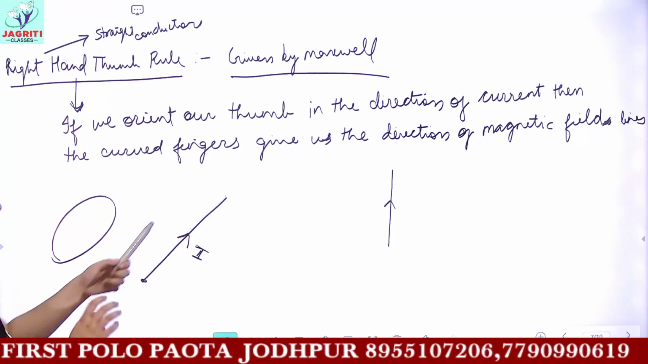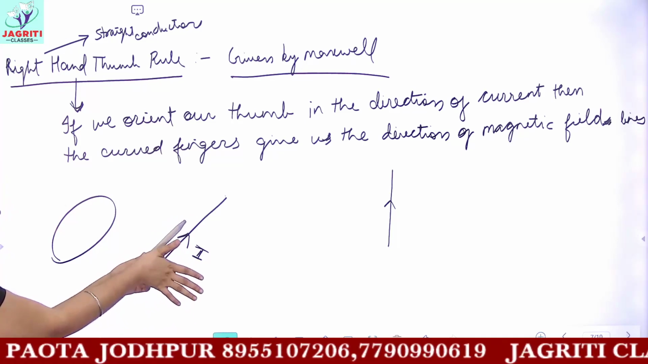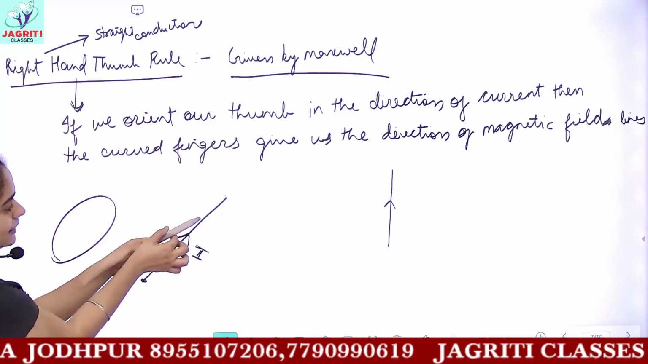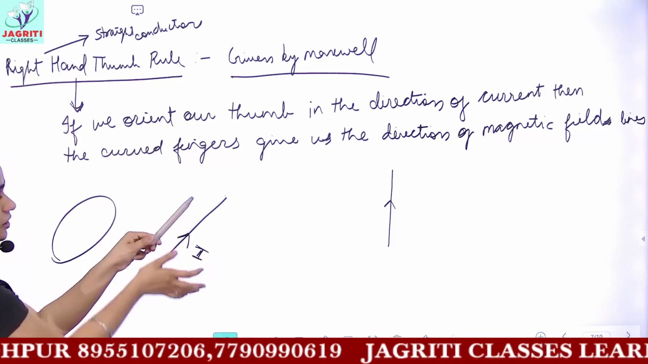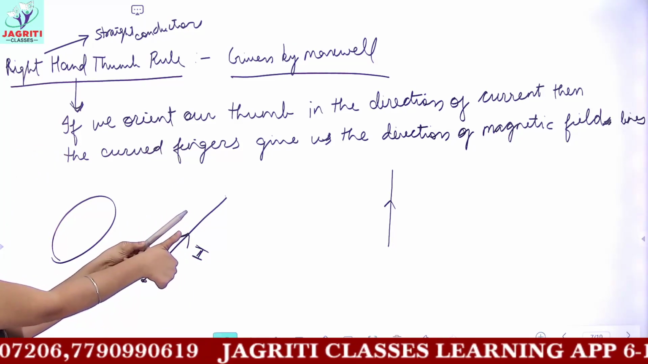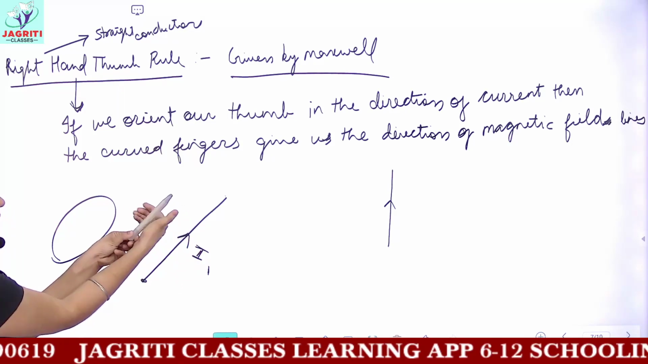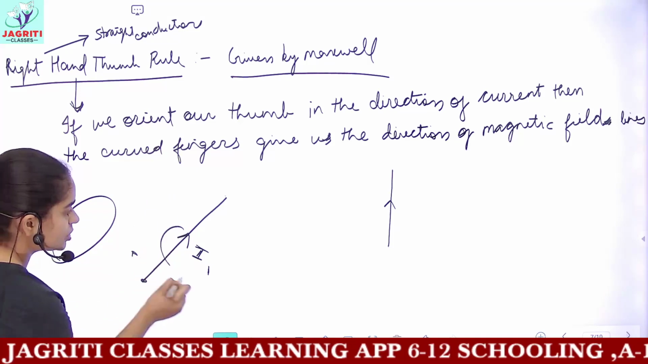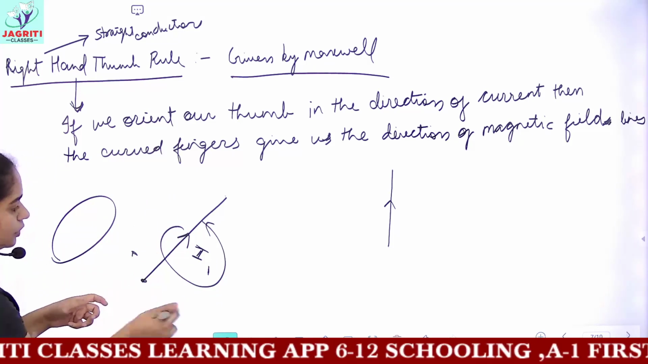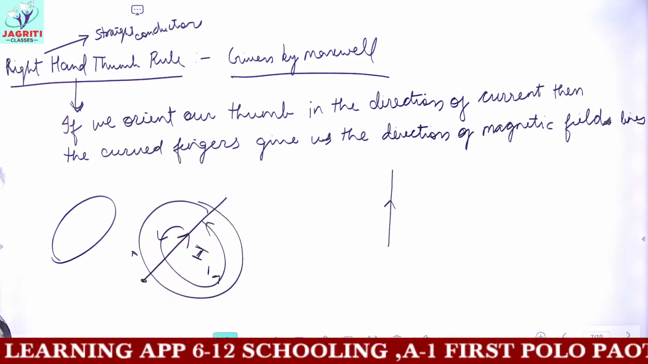So if this is my straight conductor in this manner, according to the direction of current I'll arrange my thumb, and then what would be the direction of the magnetic field lines? This is the conductor, this is the direction of current, as you can see, and magnetic field lines will go inside and they would come outside from here. So the direction would be what? These are going inside and these are coming outside. I hope this direction is clear.